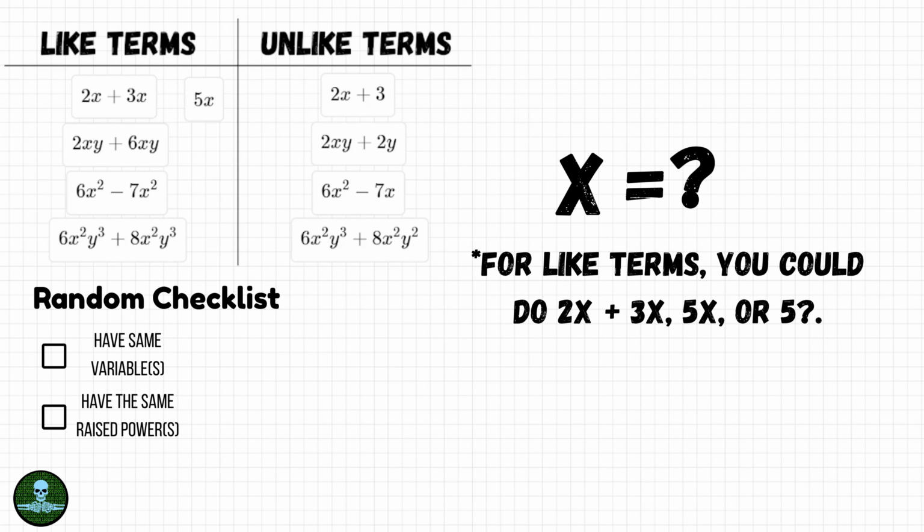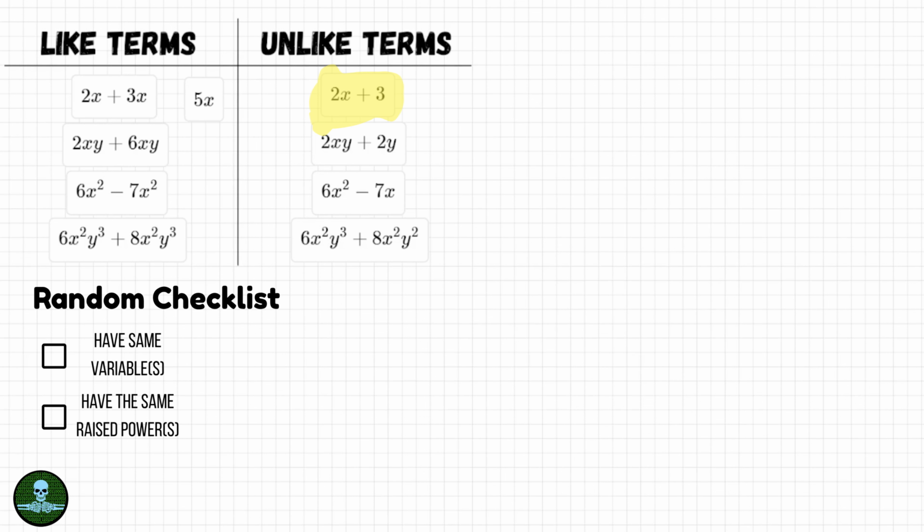So in the unlike terms section, we have 2x plus 3. Well, they both have different variables, one of them having no variables at all. So you can't combine them. So that will be the simplified expression. Let's go to the second row.